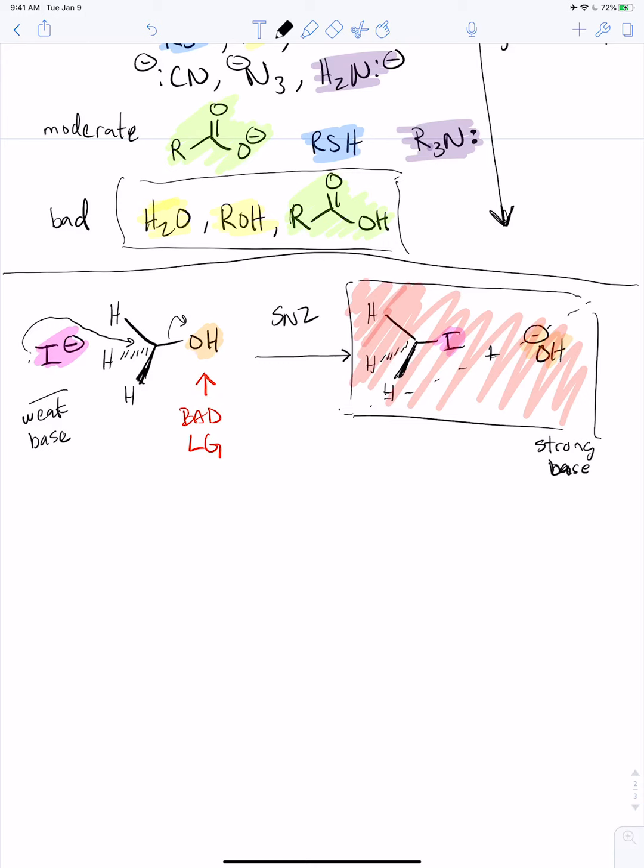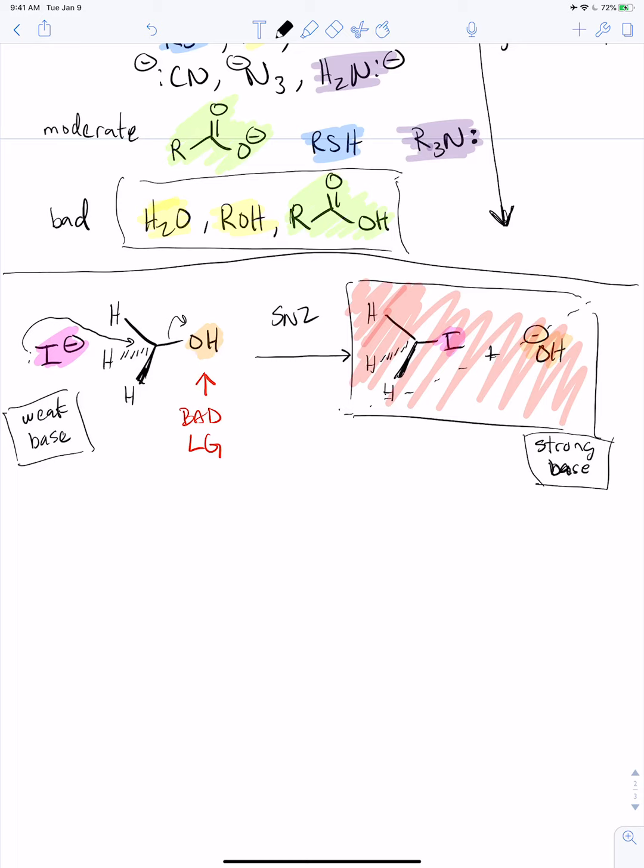You just never go from taking a really weak base to forming a really strong base, because you're going thermodynamically uphill in that situation. I have something that's not very reactive on the reactant side, a whole bunch of generally pretty stable species, and on the right side, I'm going to something that is very unstable, and we just don't see that.